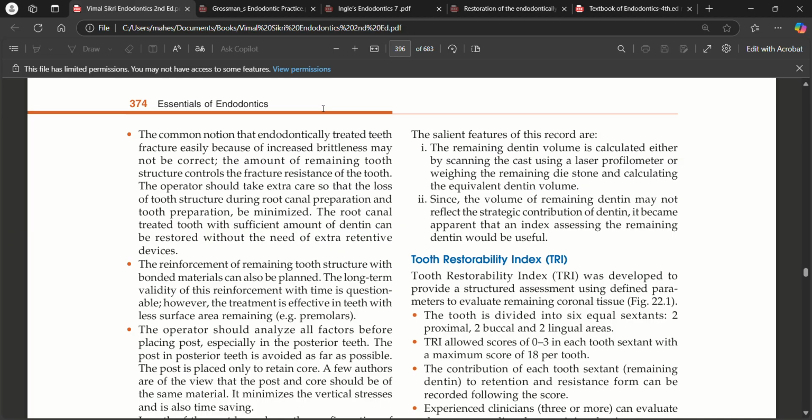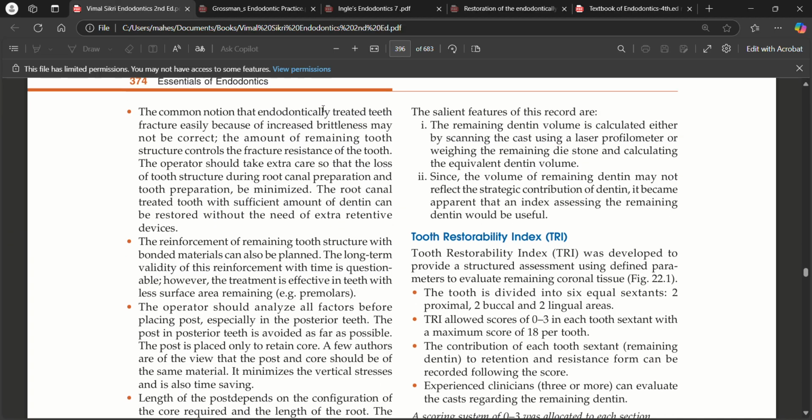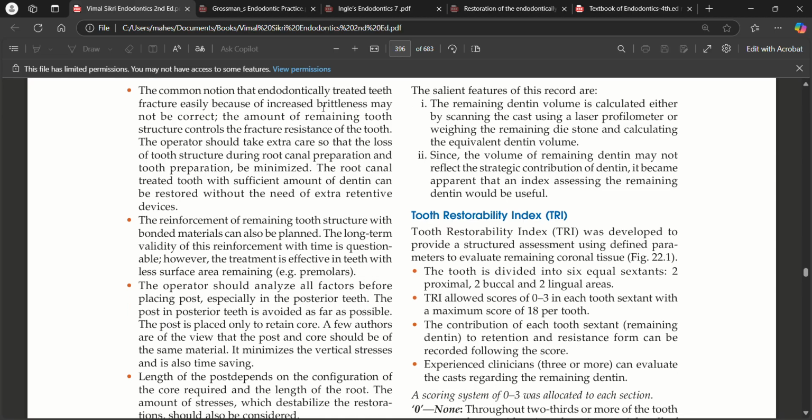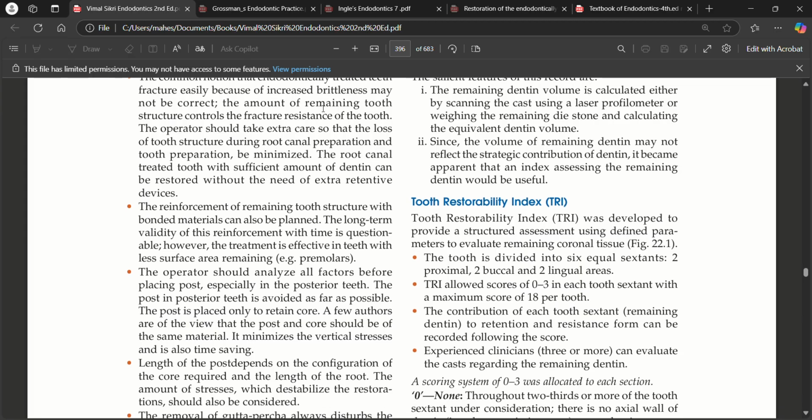Tooth restorability index. What is tooth restorability index? It is also called TRI. It was developed to provide a structured assessment, using defined parameters, to evaluate the remaining coronal tissue. The tooth is divided into 6 equal sections: 2 proximal, 2 buccal and 2 lingual. TRI allows scores of 0 to 3 in each tooth section, with a maximum score of 18 per tooth.